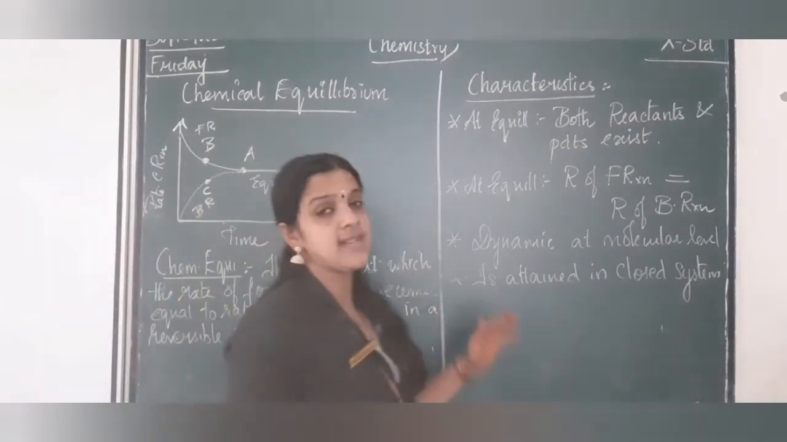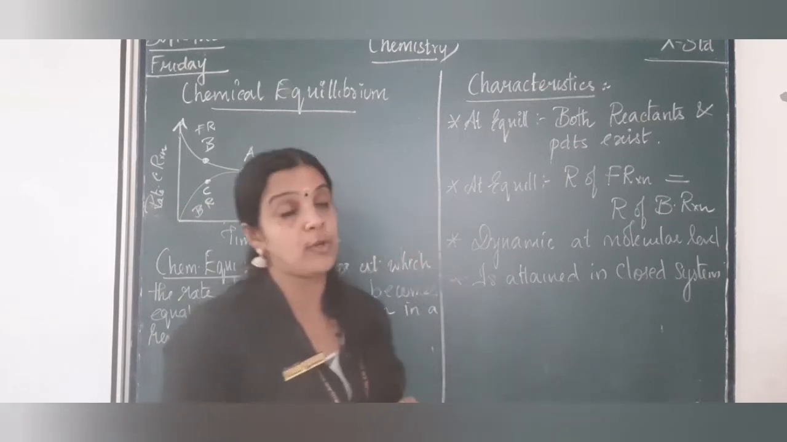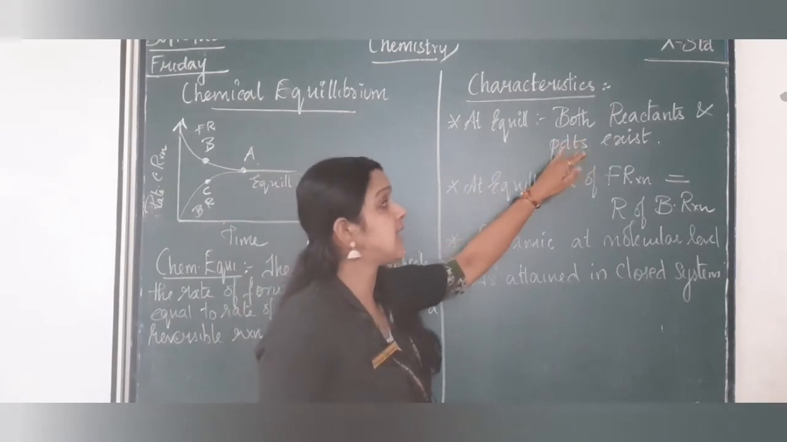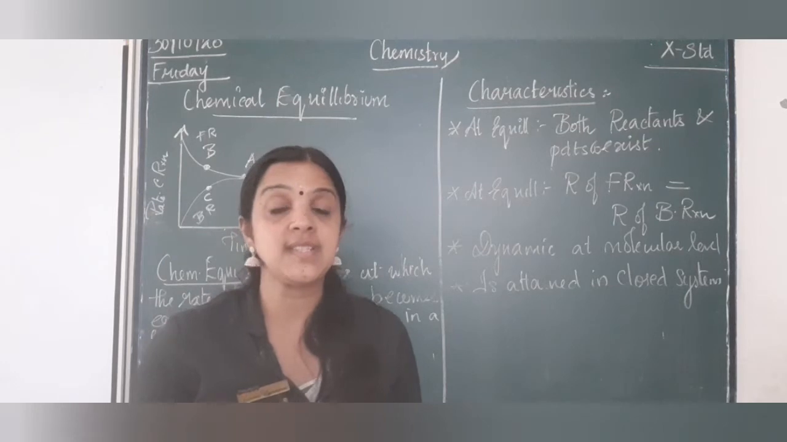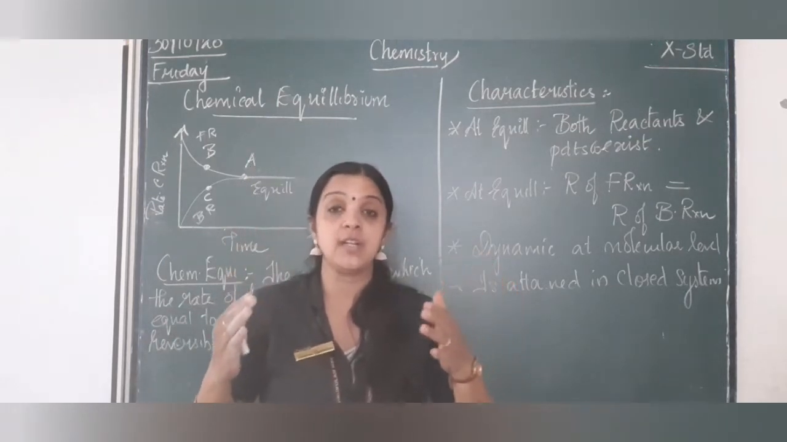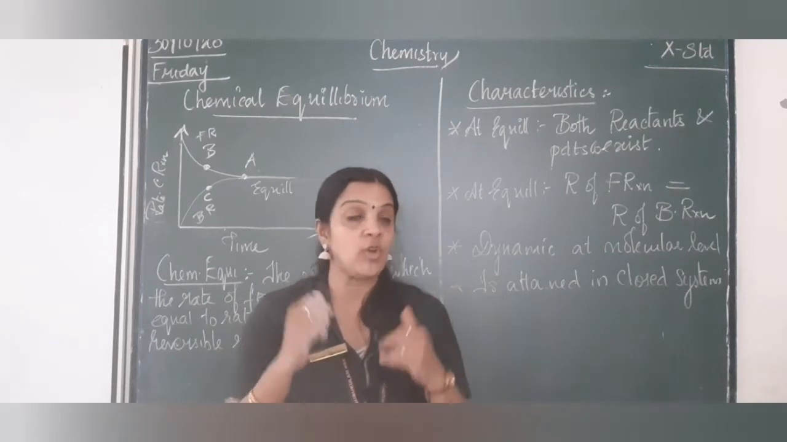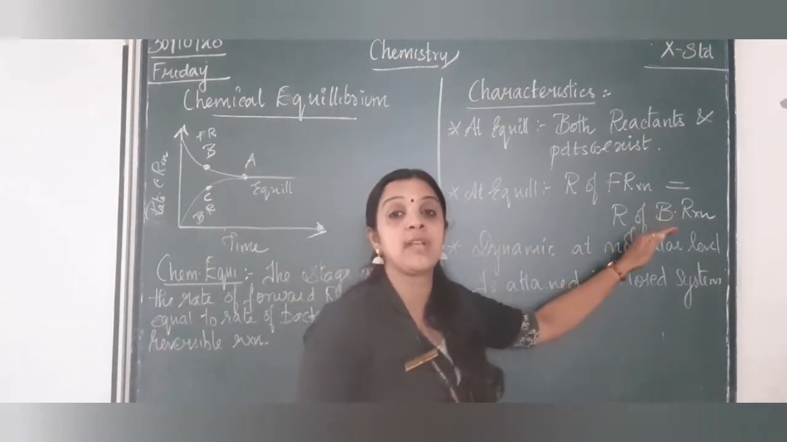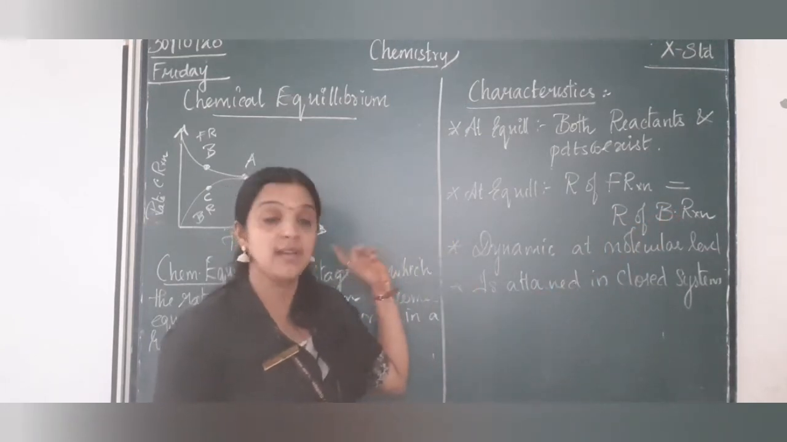There are some characteristic features for a chemical equilibrium. There are four important postulates. The first one is: at equilibrium, both the reactants and the products coexist. When I say coexist, it's nothing but at equilibrium the reactants are also there, the products are also there. They are dependent on each other. Second, at equilibrium, rate of forward reaction becomes equal to rate of backward reaction. That we already saw in the graph.